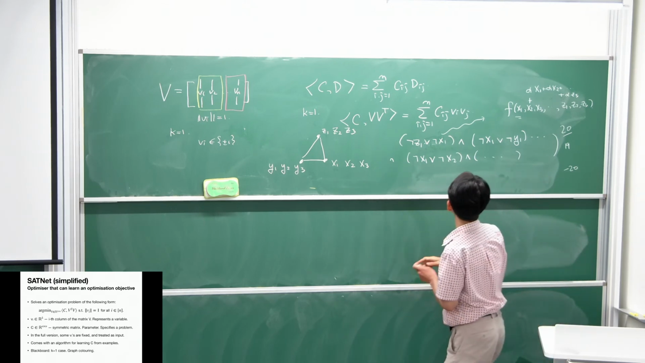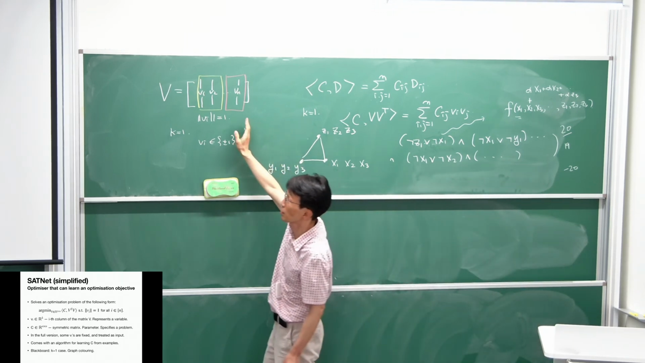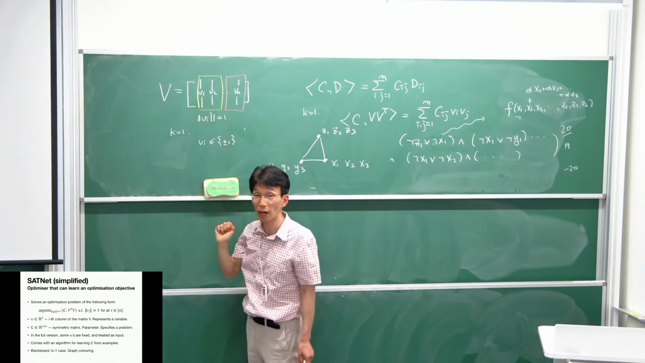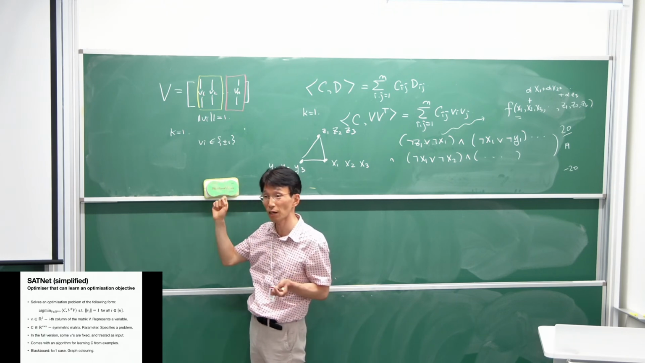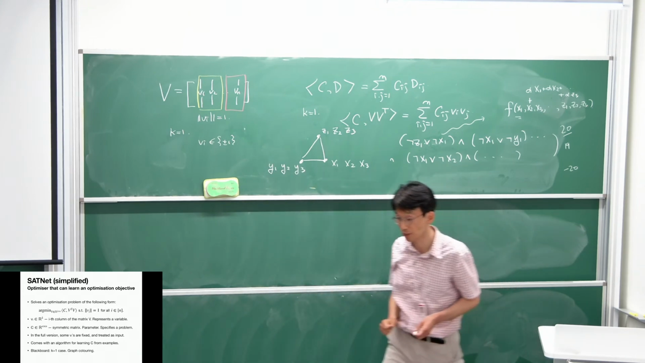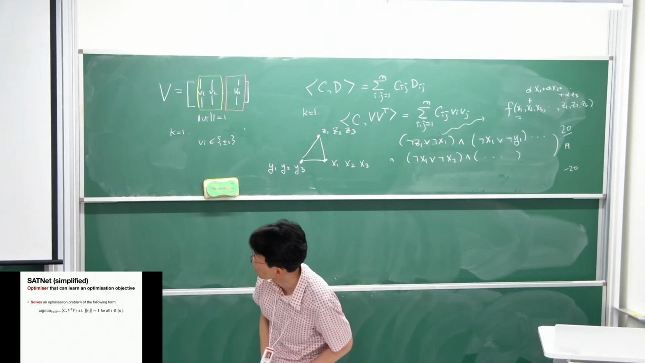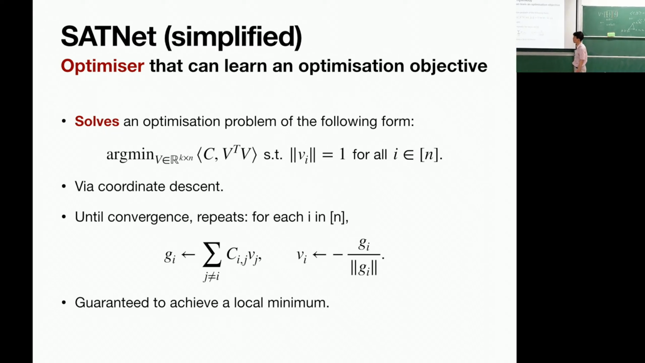And then to cover this type of constant term, what we can do in the context of SATNet is to fix one of the vi to be all one, some constant value. Okay, so now how does the optimizer work? You don't really need to understand the behavior of the optimizer, but it's essentially a coordinate descent algorithm.